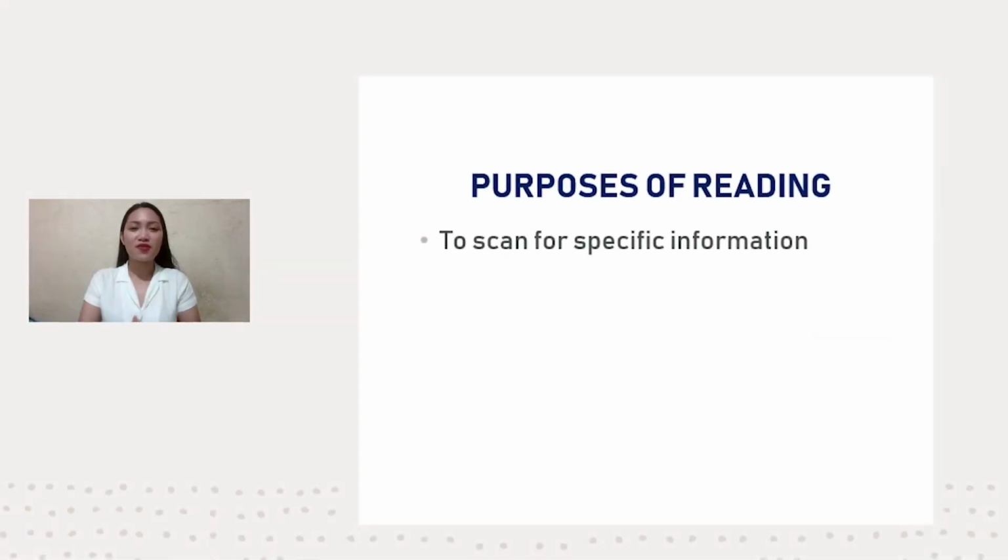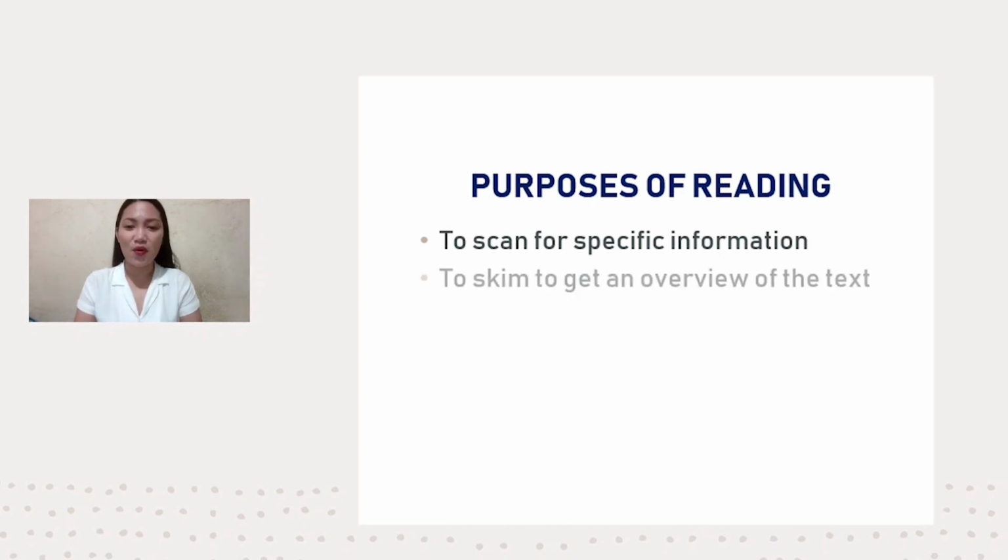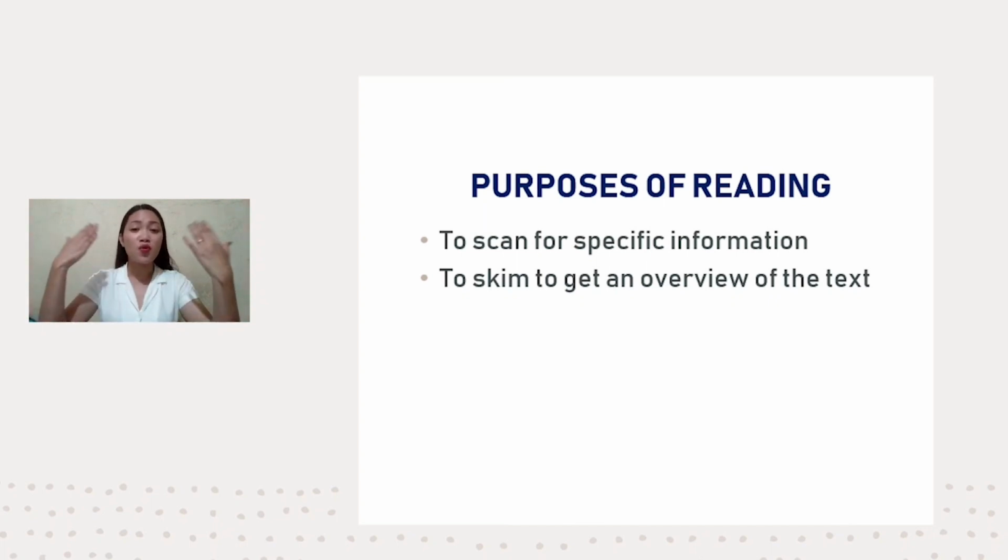The first purpose of reading is to scan for specific information. Readers may use scanning or skimming strategies. Scanning and skimming are both done by reading rapidly. The difference is that in scanning, you look for specific information, and in skimming, you get the overview of the whole text.